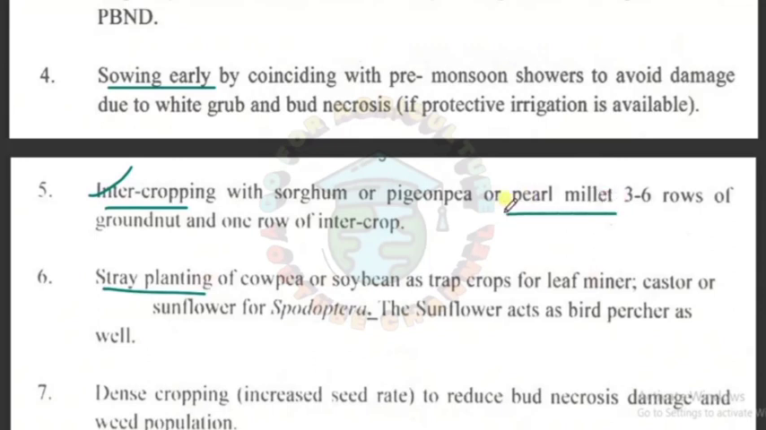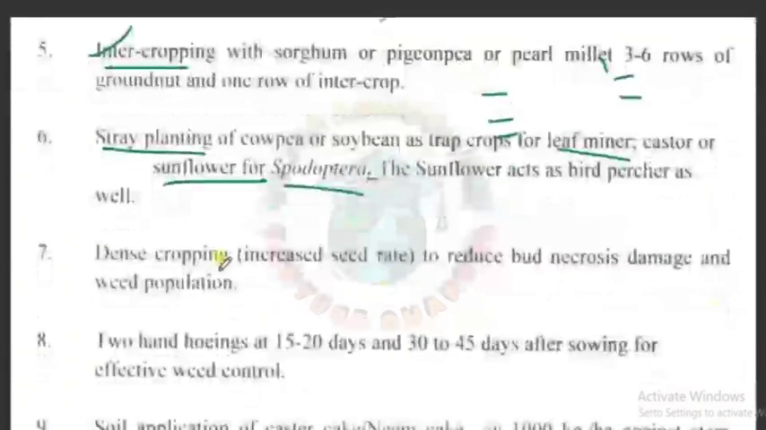And also stray planting. Stray planting means, on the field you have bunds. On these bunds you can plant some trap crops to attract the pests and trap them on the bunds. We call this stray planting, or bunding as well. With stray planting we can control the leaf miner. And also for castor or sunflower we can control the Spodoptera.